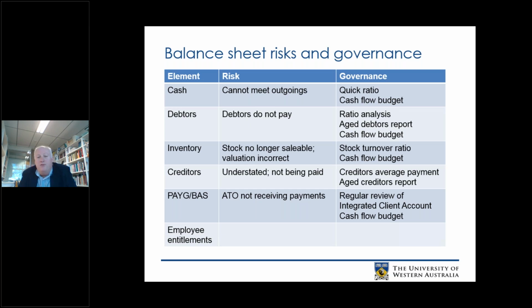To govern this, we often use the creditor's average payment period as a board to understand whether or not creditors are being paid within board policy, so it might be 30 days or 14 days. And also we use the aged creditors report to help us to understand that as well.